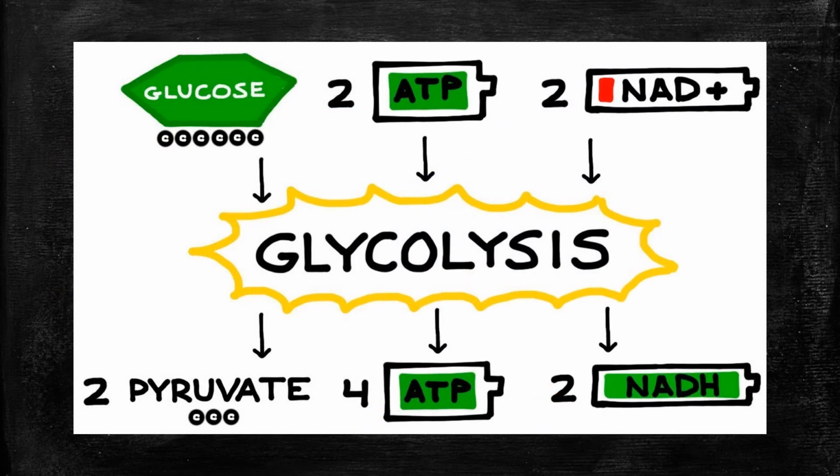So this is a summary slide for glycolysis. We started out, we put in a glucose molecule, 2 ATPs, and 2 NAD+ molecules. And out of it, we've gotten 2 pyruvate molecules, 4 ATP molecules, and 2 NADH molecules. Now, just to clarify, we have produced 4 ATP, but since we put in 2 ATP, that gives us a net production of 2 ATP molecules.